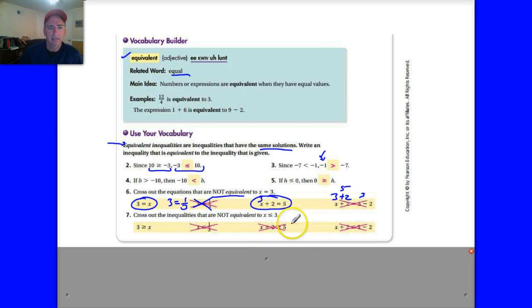And if you did the same thing down here, x is less than or equal to 3. It says cross out the ones that are not equivalent to x is less than or equal to 3. Well, that means x could be 3, x could be 2, x could be 1, it could be any number less than. So could x be 3 or 2 or 1 in this one? Sure, it could. x is less than or equal to 3. Well, if I picked the value of 3, that one would not be a solution, so you can't use it.